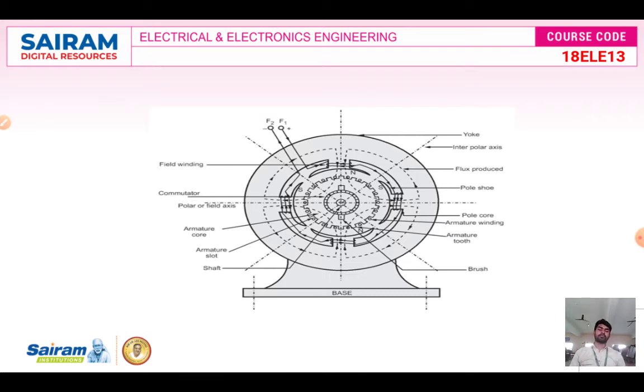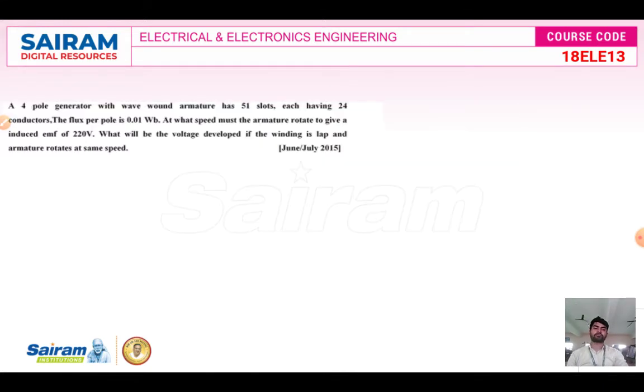In this diagram, we want the number of conductors and number of slots, and also the number of poles, the flux produced by the field winding, and the speed of rotation in RPM. So the first problem I'm going to solve now.